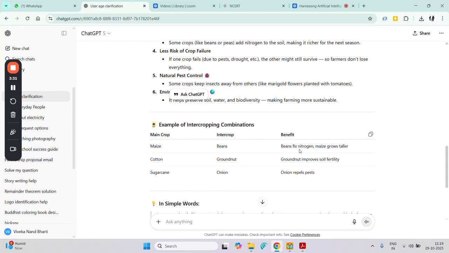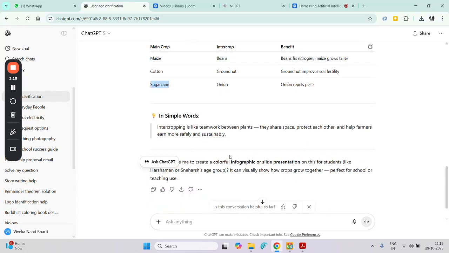And what are the benefits? Beans fix nitrogen, maize grows taller, groundnut improves soil fertility, and onion repels pests, and that's why it is good for sugarcane. So you see that, in simple words, intercropping is like teamwork between plants. They share a space, protect each other, and help farmers earn more safely and sustainably. See, you get the basic idea about intercropping in the simplest way.